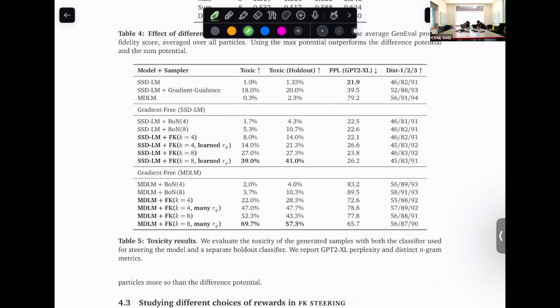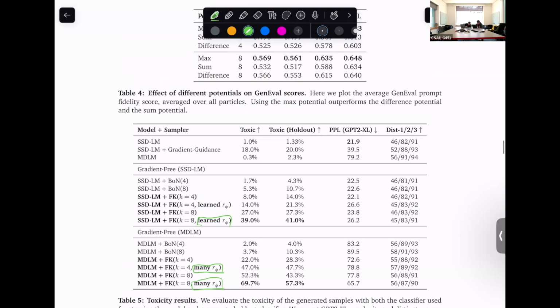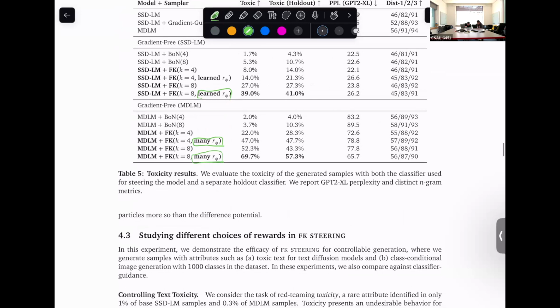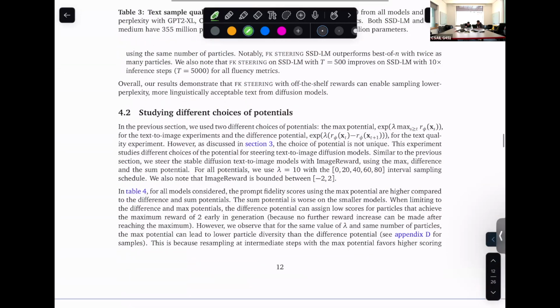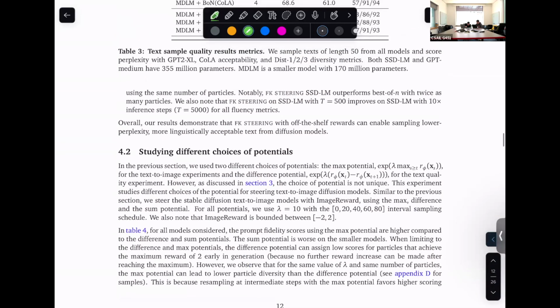Toxicity results. Okay, now they just have a different reward function, and they want to make text as toxic as possible, which I appreciate. And right now they also have a comparison between using the many reward functions and learned reward functions. Did we ever talk about this many reward function thing? No, we have not. This is the first time. Many is the one where they just sample a bunch and then take the average.